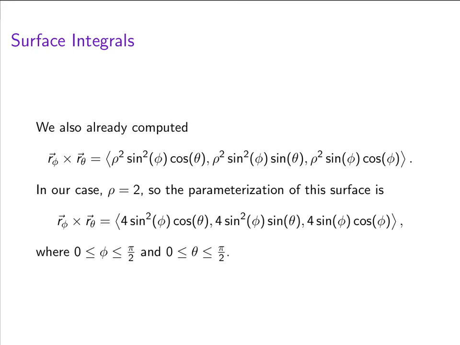Now in our particular case, rho is equal to 2. We're dealing with a sphere of radius 2, so we can plug rho equals 2 into this parameterization, and we get this. And we know that since we're dealing only with the first octant portion of the sphere, that phi goes from 0 to pi over 2 and theta goes from 0 to pi over 2. If, for example, we were dealing with the entire sphere, we would say that phi went from 0 to pi and theta went from 0 to 2 pi.